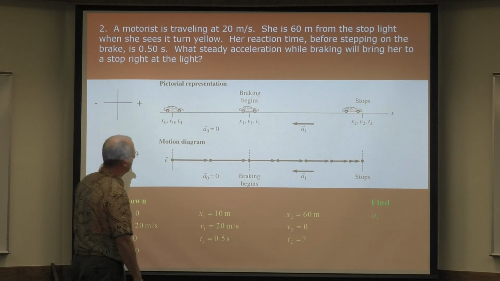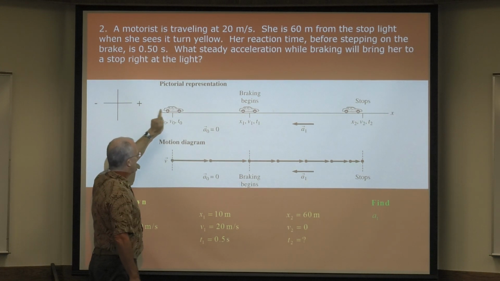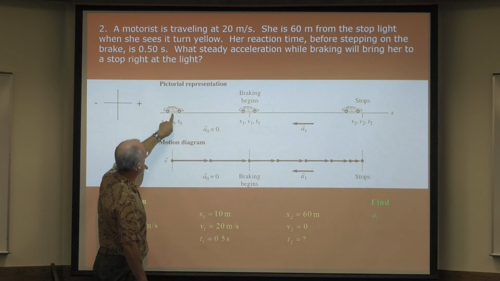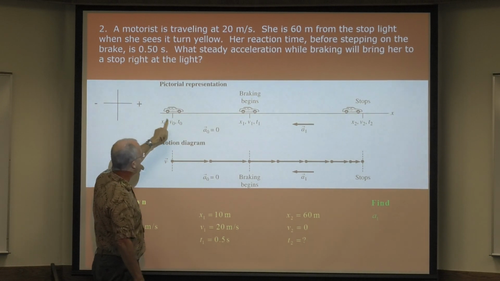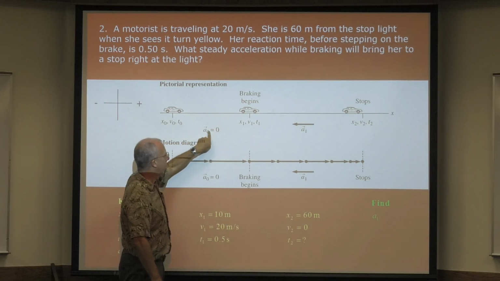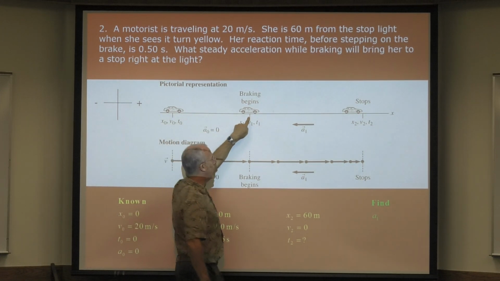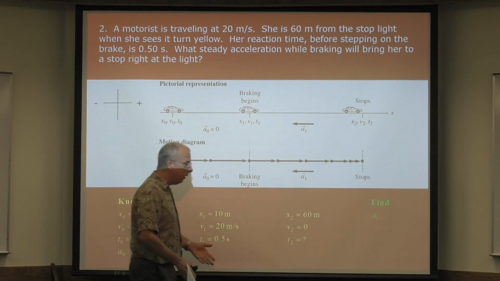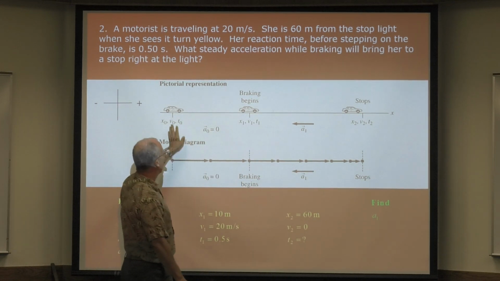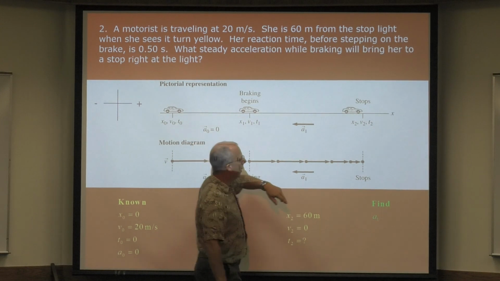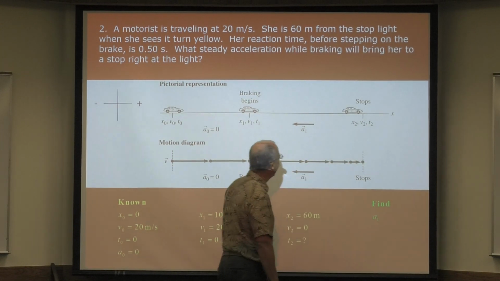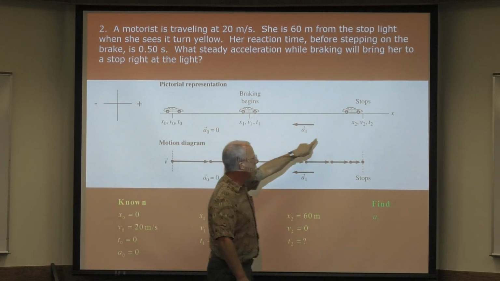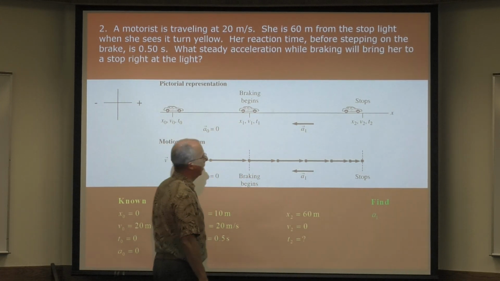Okay, so we'll say this is the origin, okay? So this is where she sees the light turn yellow. So we have x0, v0, t0, and a is 0 here, right? Then here she starts braking, right? Because we can't just have a beginning and end because something changes, right? She starts to brake. Okay, so x1, v1, t1, x2, v2, t2, right? And here the acceleration is 0 because she hasn't done anything. And here the acceleration is negative.